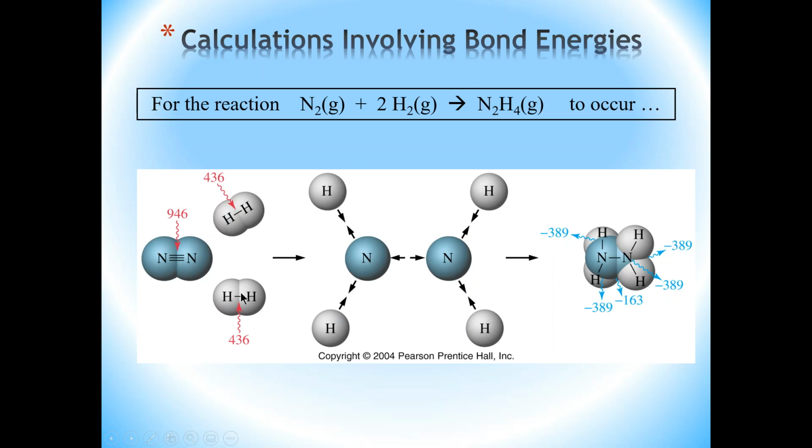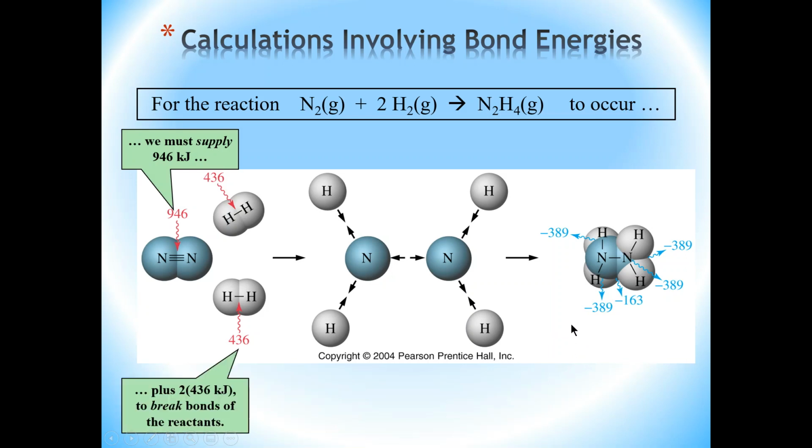For bonds to be broken, energy has to be expended. You have to use energy to break the bonds between the nitrogens and between the hydrogens. On the other hand, when bonds are formed, energy is released. So the bond dissociation energies for the bonds in the products are expressed as negative values. That's why you have negative 389 for the N to H bonds and negative 163 for the nitrogen to nitrogen bond. This is how we set up the calculation. You add up all the energy required to break the bonds and subtract the bond dissociation energies found in the product, which is the same as adding up these negative values.